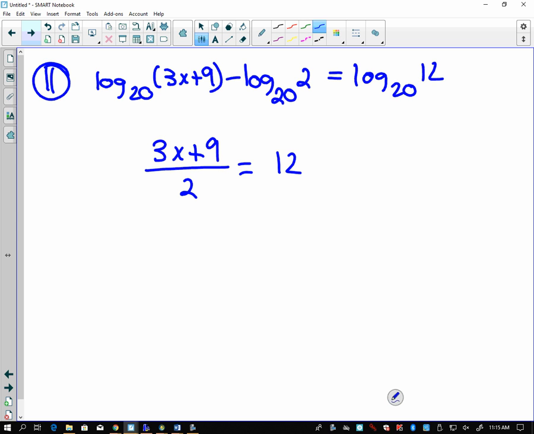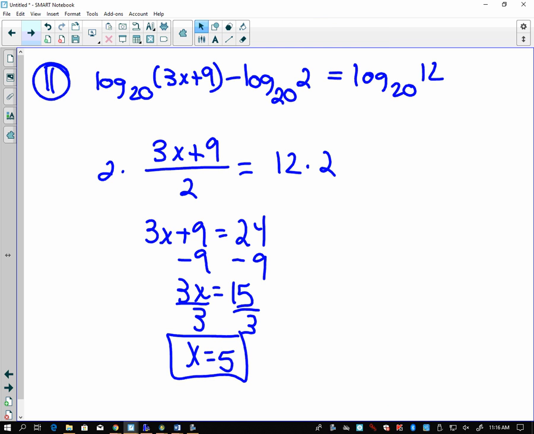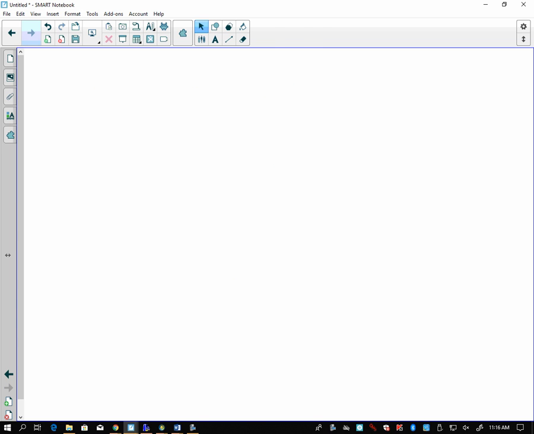We're solving for x here. Multiply by 2 on both sides. 3x plus 9 equals 24. Subtract 9 on both sides. 3x equals 15. Divide by 3. x equals 5. We'll double check on 11. x equals 5. Questions, comments, concerns? Nothing so far? Okay. After 11 is 18.